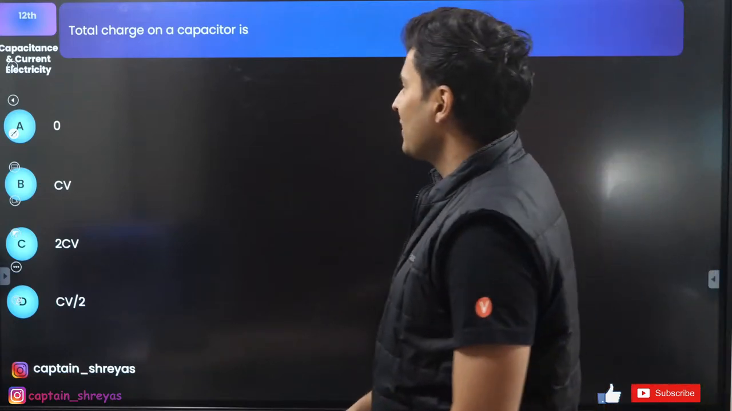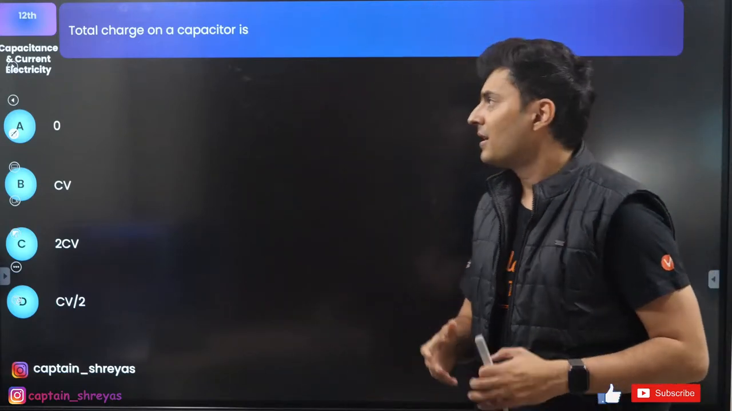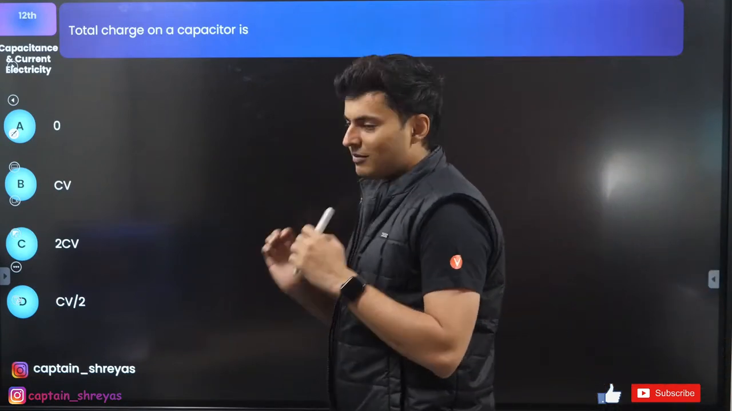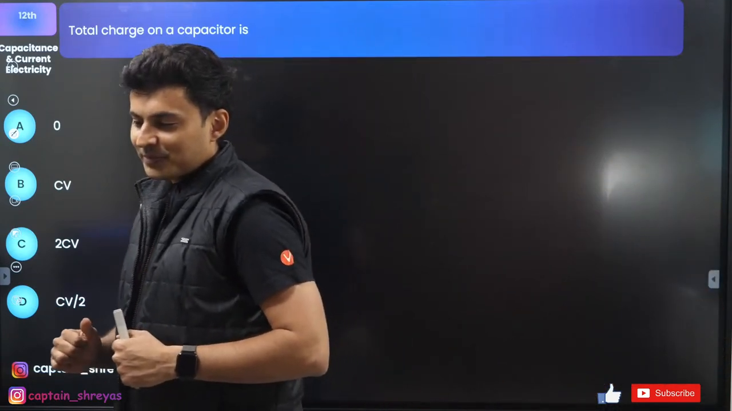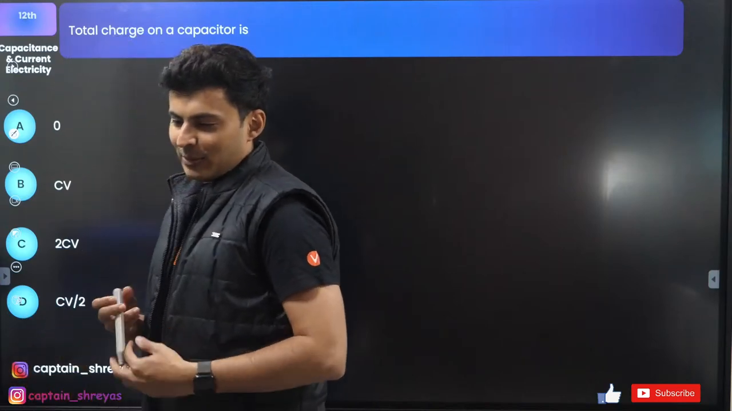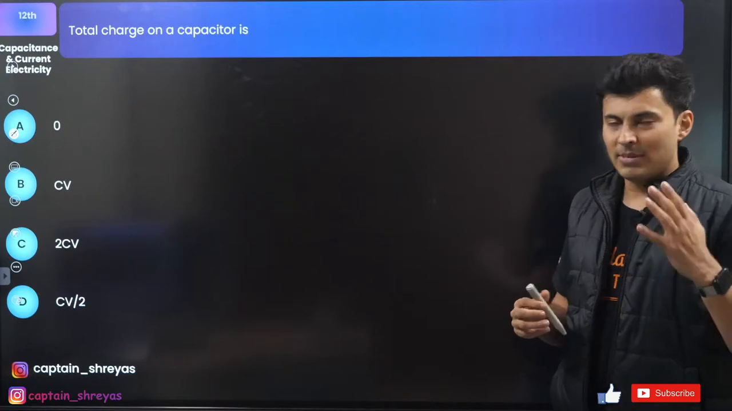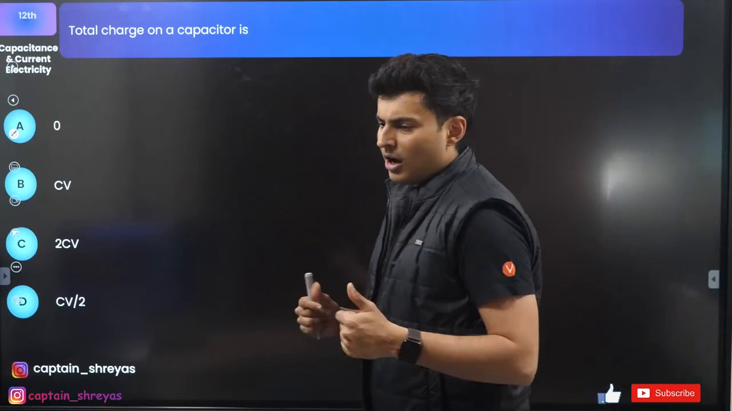Let's see if you guys can answer this. The total charge on a capacitor is 0, CV, 2 CV, or CV by 2. What do you think it is? Come on, my warriors. Think about it. The total charge of the capacitor is going to be how much?